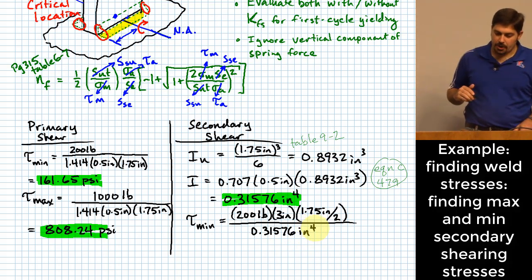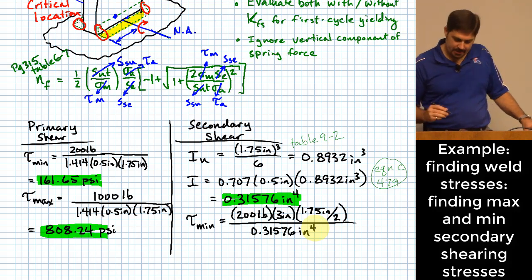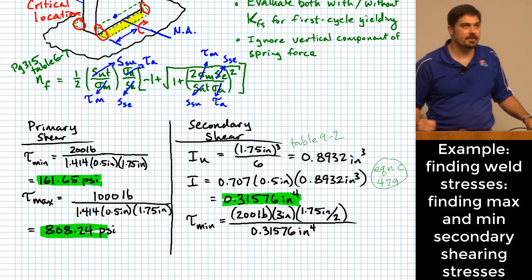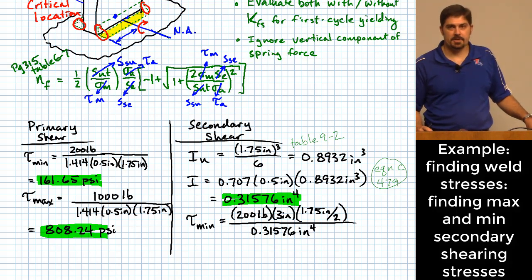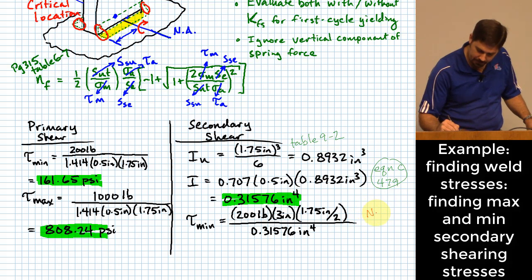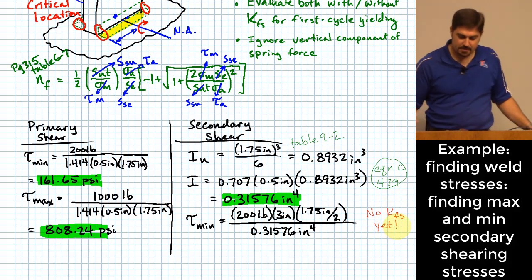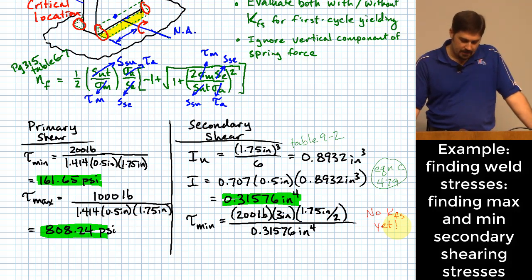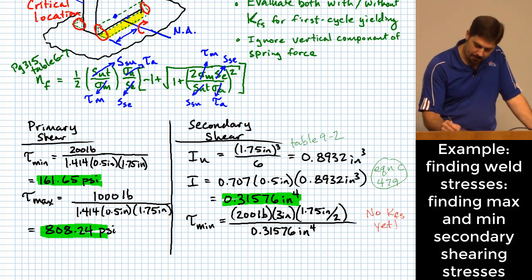Okay, now a note that I want to make right here at this point is that what I just calculated does not yet take into account stress concentrations. So I'm just going to put that over here: no K sub Fs yet. That's just reminding me that that's something I still need to do, but I'm going to leave it like that for right now. So that's one way of thinking of this as your minimum nominal stress. Okay, all right, now my maximum.